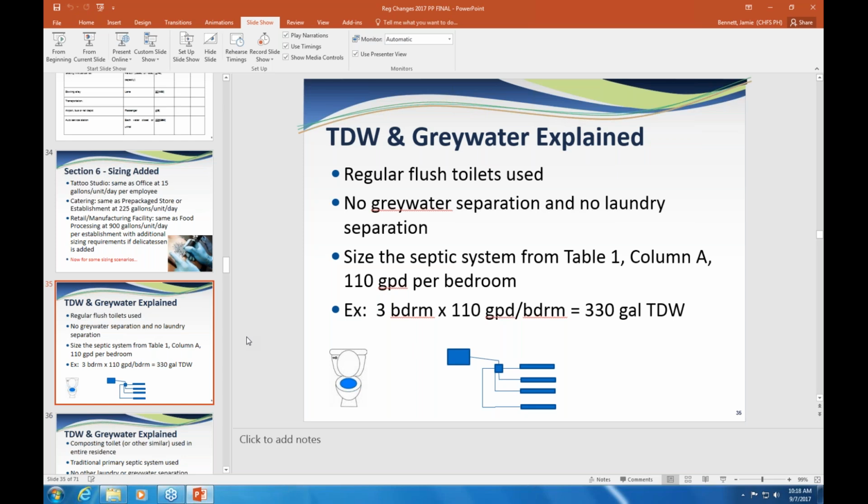So you're going to size the septic system from Table 1, Column A, 110 gallons per day per bedroom. An example for a 3-bedroom home, 3 bedrooms times 110 gallons per day per bedroom equals 330 gallons per day TDW. Of course, what we're used to is the 360 gallons per day. Now it'd be 330.